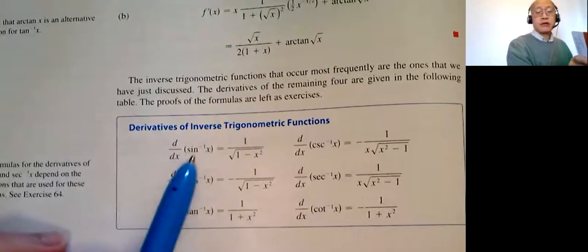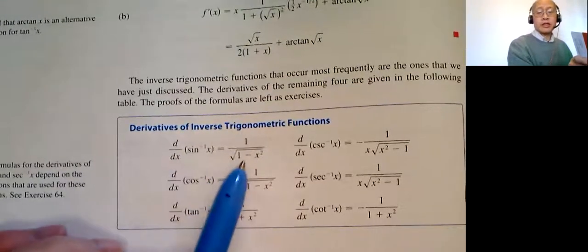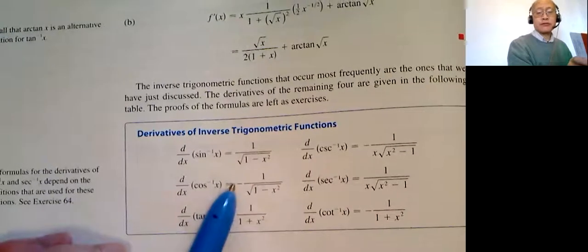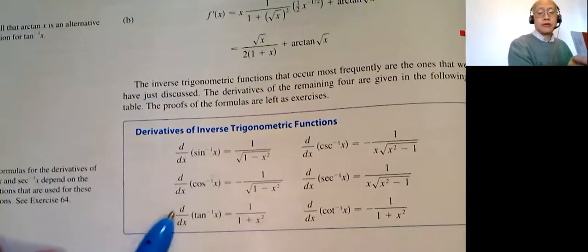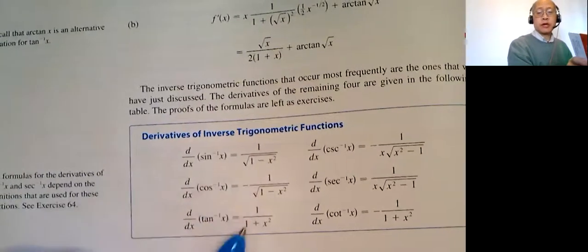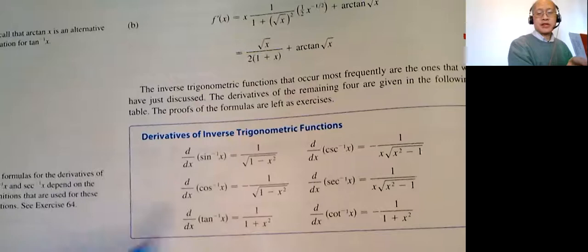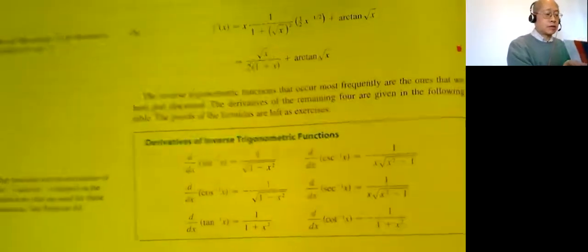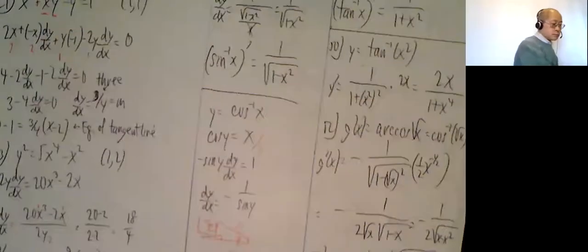So anyway, derivative of inverse sine is one over radical one minus x squared. Derivative of inverse cosine is the same thing, except there's a negative. And the derivative of inverse tangent is one over one plus x squared, no square root, and it's a plus. So you can see it's not that bad to memorize, just those three, and never mind about these. All right, so I'll try to show you one of each.